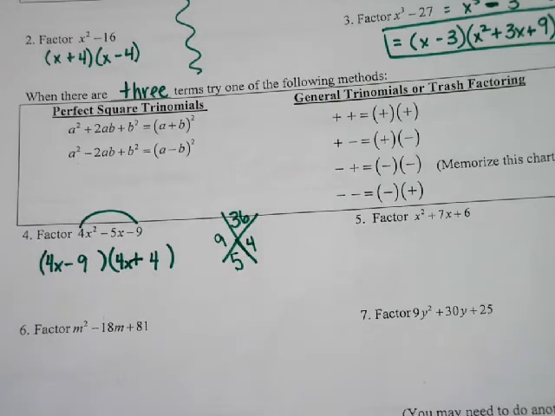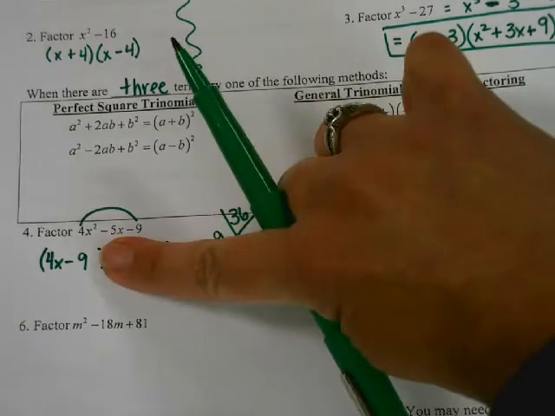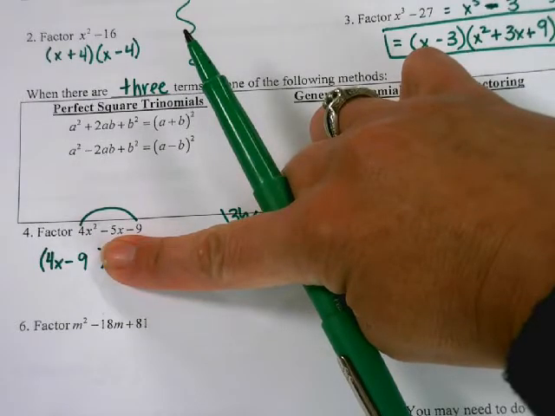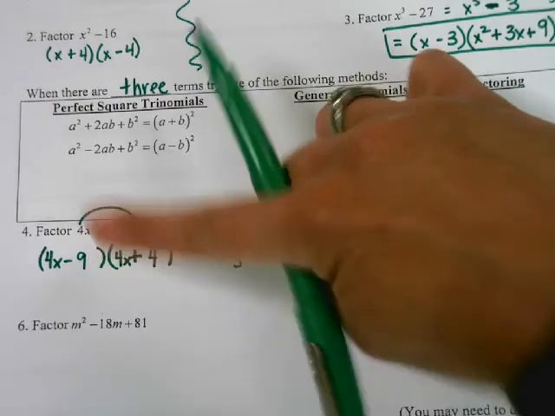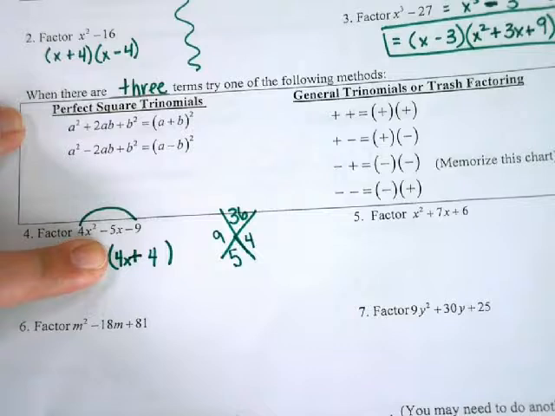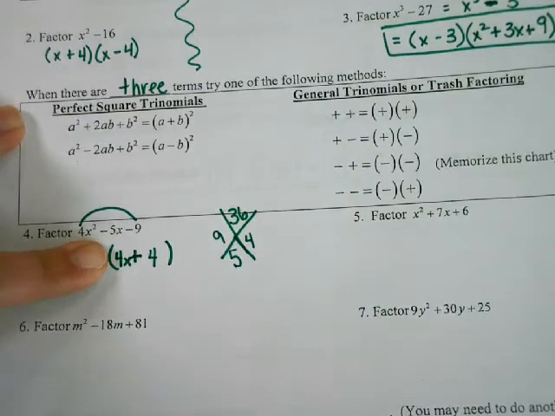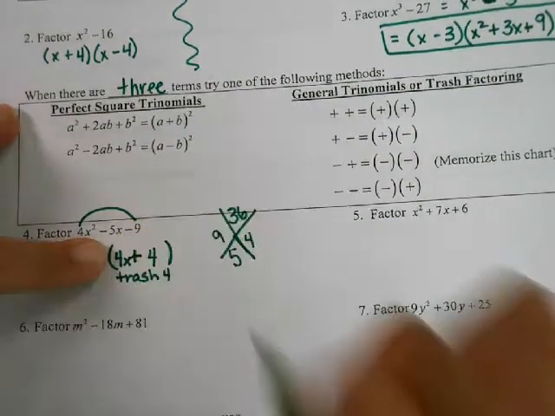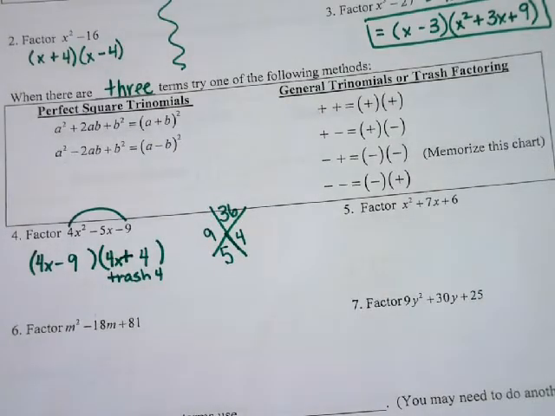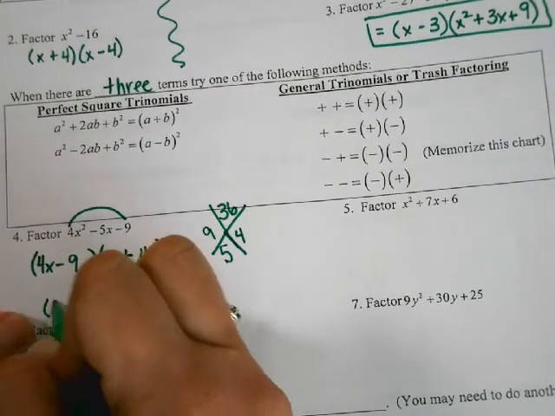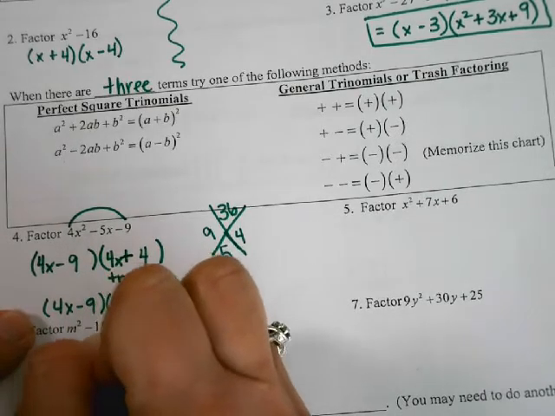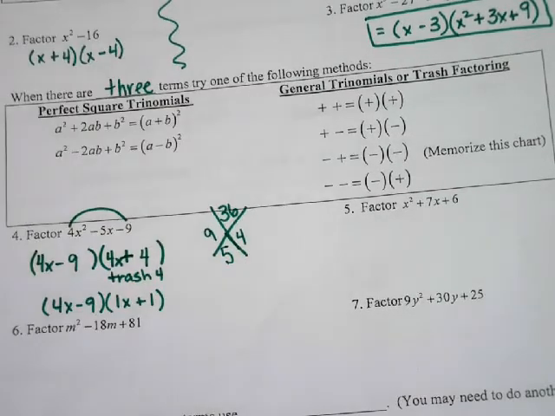So I'm going to look at my factors now, and I'm going to see, do they have anything in common? Do 4 and 9 have anything in common? No. How about 4 and 4? Do they have anything in common? Yes. I'm going to divide it out and throw it in the trash. And this is why I call it the trash method. So I'm dividing a 4 out of there. So I'm left with 1x plus 1.